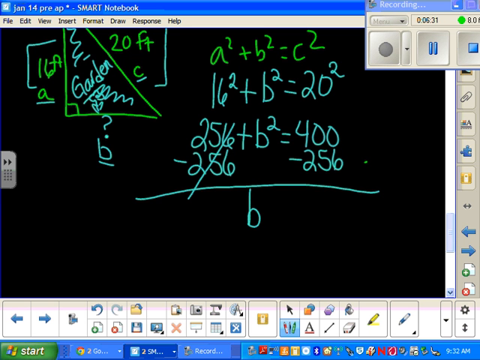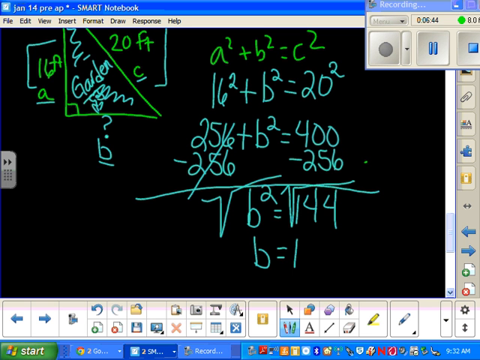So now we're left with b squared equals 144. We're not finished solving. Now we have to take the square root of both sides in order to get b, and we get 12. b equals 12 feet. Now that we know the length of our three sides of the triangle, we can go ahead and find the perimeter.